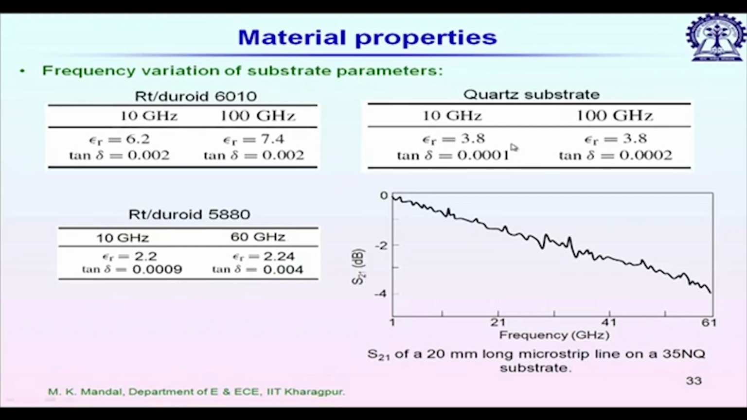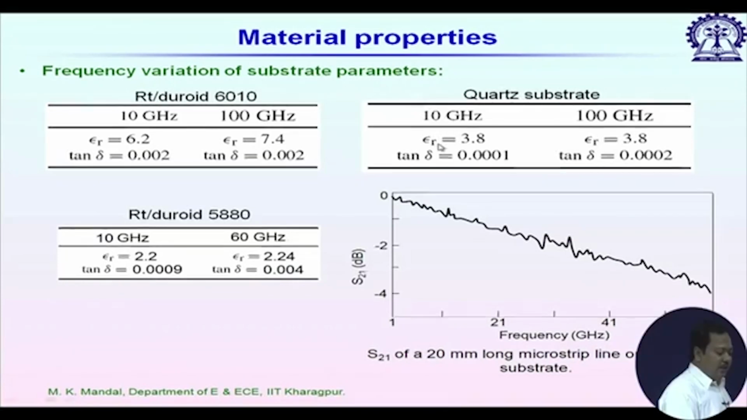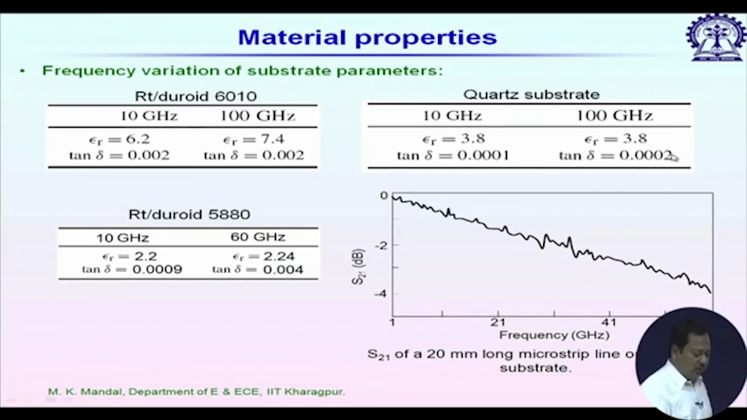Another popular material is quartz substrate. It is a low loss substrate and very popular at millimeter wave frequencies, but the only problem is that it is fragile. At 10 gigahertz epsilon r is 3.8, and even at 100 gigahertz there is no change. Look at the loss tangent value: it is just 0.0001, and it increases to just 0.0002 at 100 gigahertz. So, it shows why quartz is a less lossy substrate.